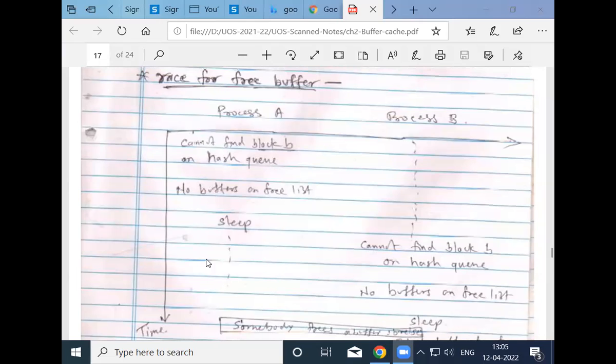प्रोसेस ए ला बफर मिळेल का नाही, मिळाला तर ठीक आहे, नाही मिळालं तर प्रोसेस ए किती वेळासाठी वेटिंग मध्ये जाईल, don't know. So that waiting time if it is infinite, so process A may be in the deadlock state. So that's why it's called the race for free buffer. So is the idea clear?